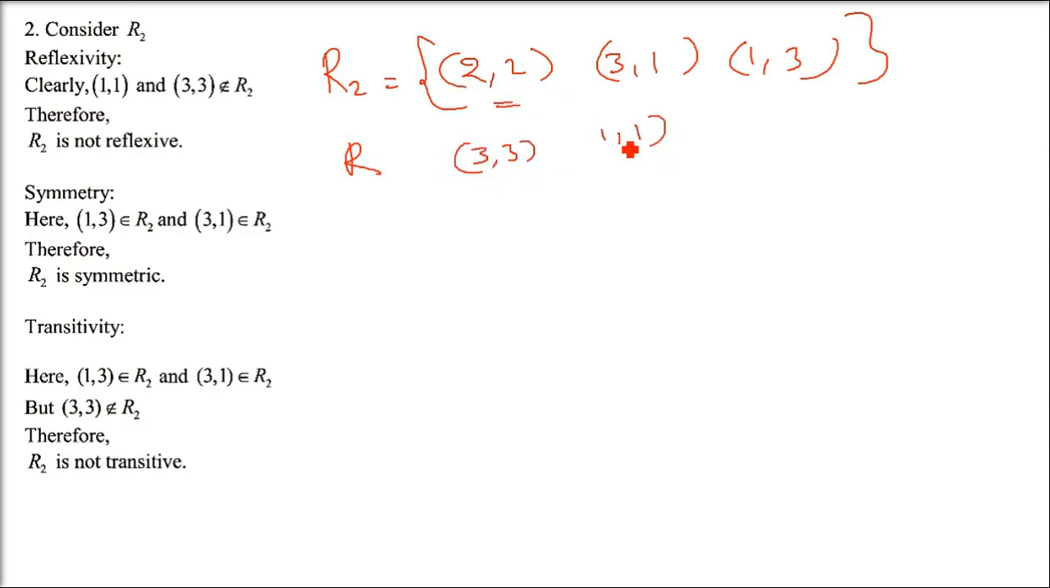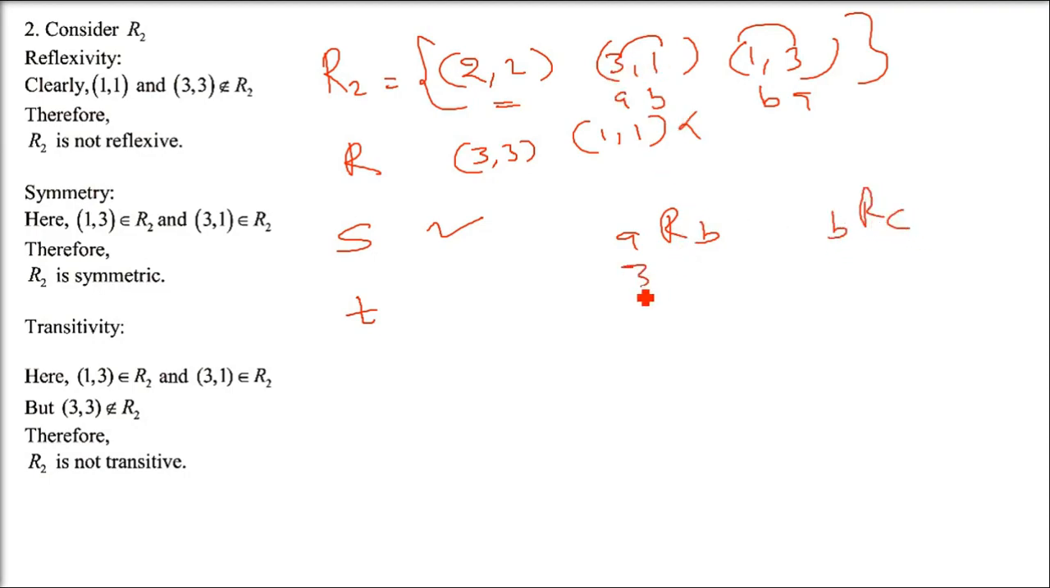Okay. Now coming to the next one, symmetric. So 2 2 is there. It is symmetric. 3 1 is there, 1 3 is there. If AB is there, BA is also there, so it is symmetric. Now transitive. See, 3 1 is there and 1 3 is there, so you have to have 3 3. A is related to B, B is related to C, so you should get A related to C. So 3 1 is there, 1 3 is there, you should get 3 3. There is no 3 3. Not transitive.